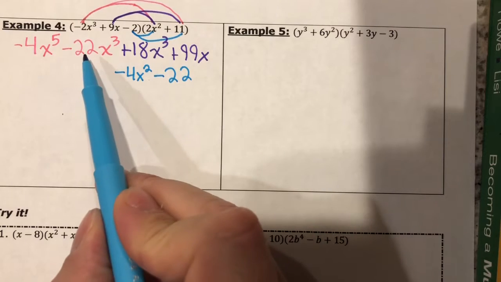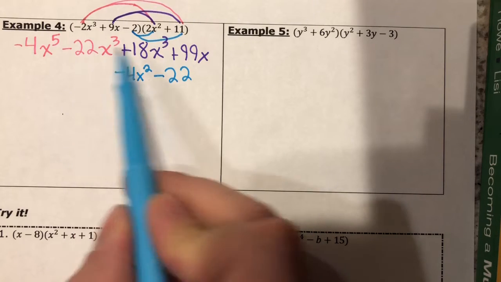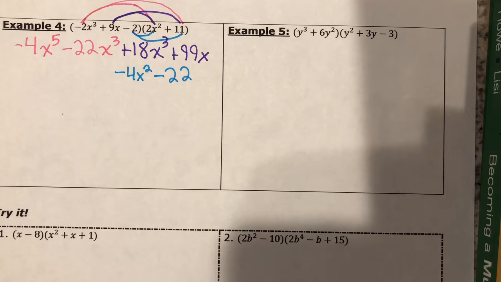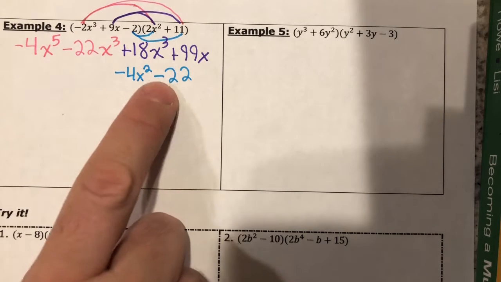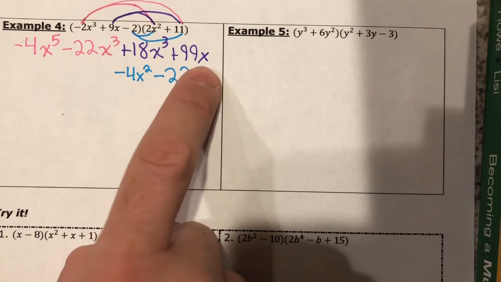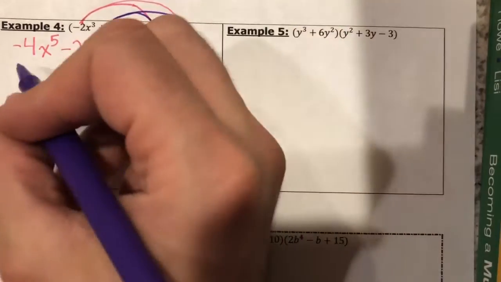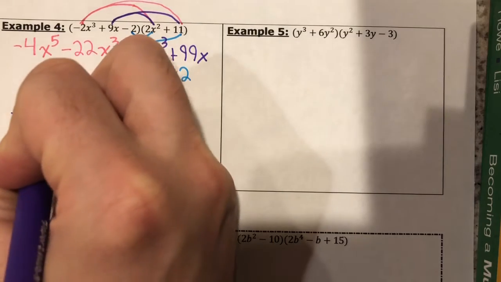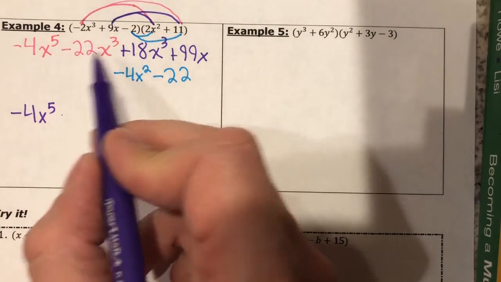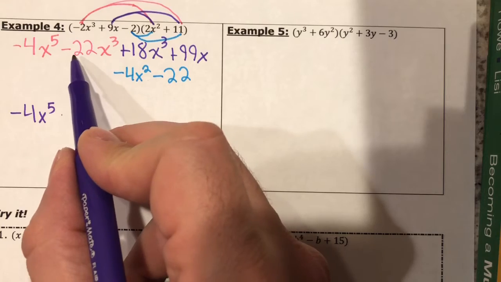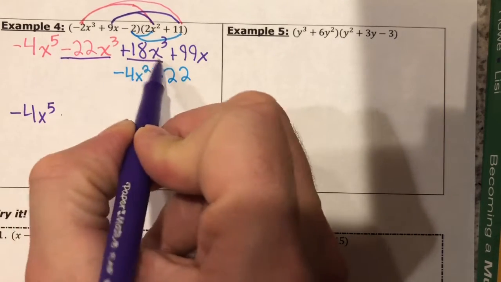Chances are there are some like terms, and it looks like we have x to the 3rd power. The other thing we want to verify is, is our answer in order? Do the exponents go from biggest to smallest? Which it looks like they don't, because we have 99x here. So let's combine like terms and bring everything down. So negative 4x to the 5th power is the highest exponent. We have no x to the 4th, so we have to combine these two terms.